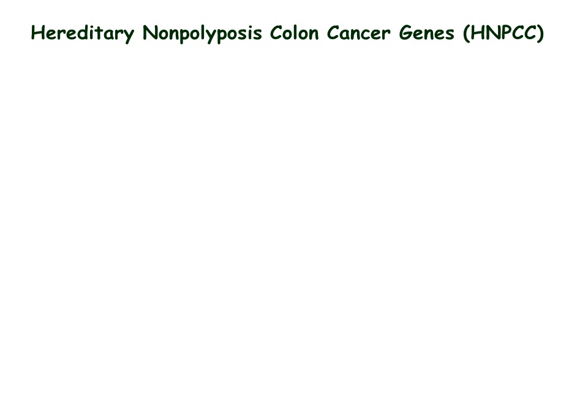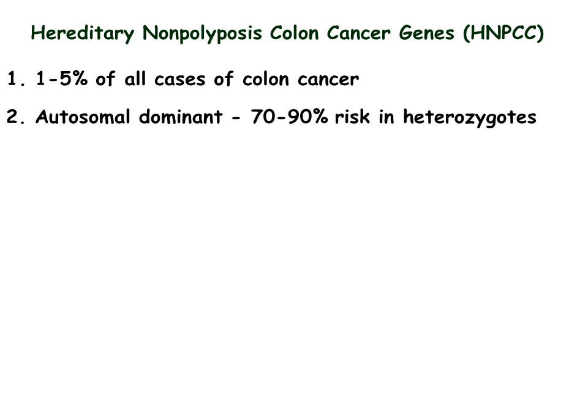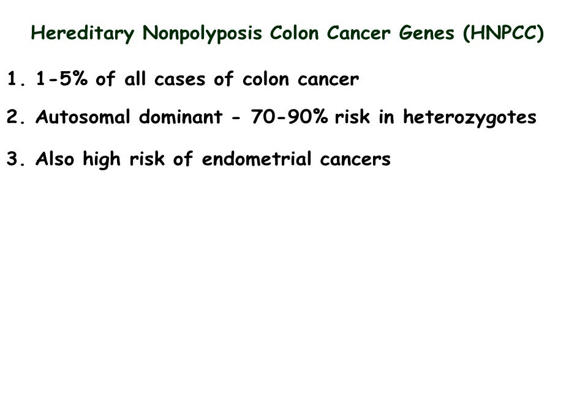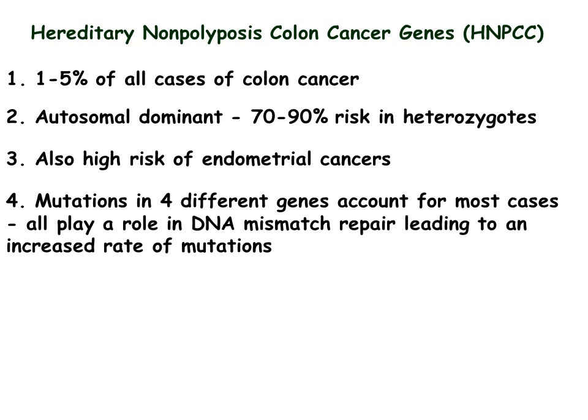Now it turns out there are other colon cancer genes, the one called hereditary non-polyposis colon cancer genes, or HNPCC. I'm not sure which is easier or harder to say. It's up to 1 to 5% of all cases of colon cancer. Now, this one's an autosomal dominant, so it has a 70 to 90% risk in heterozygotes. It also has a high risk for endometrial cancers.